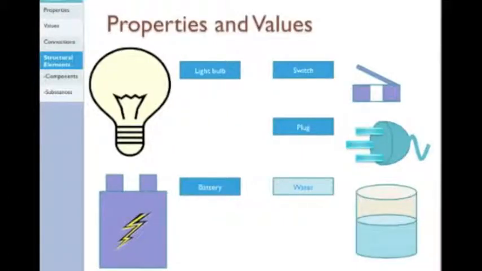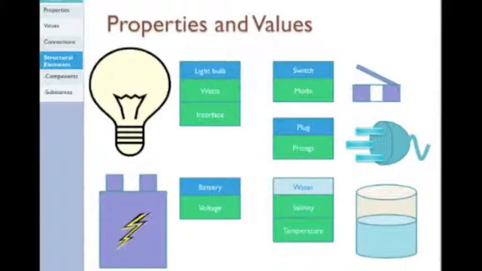Structural elements each have properties that help describe them. For example, a light bulb may be described by number of watts and interface type, a battery might have voltage, and a switch might have a mode. Water might be described in terms of temperature, salinity, etc. For our models here, we will represent properties as green boxes below their corresponding structural element.